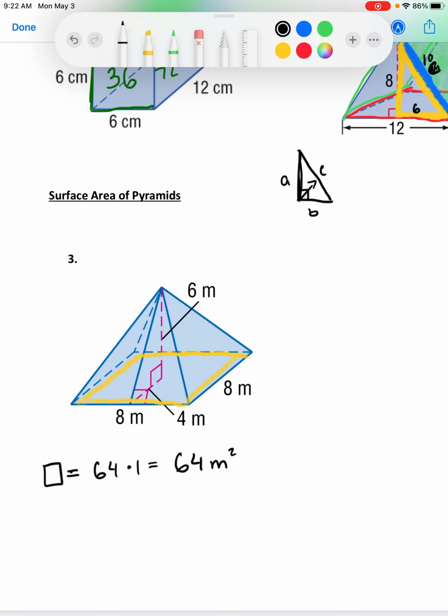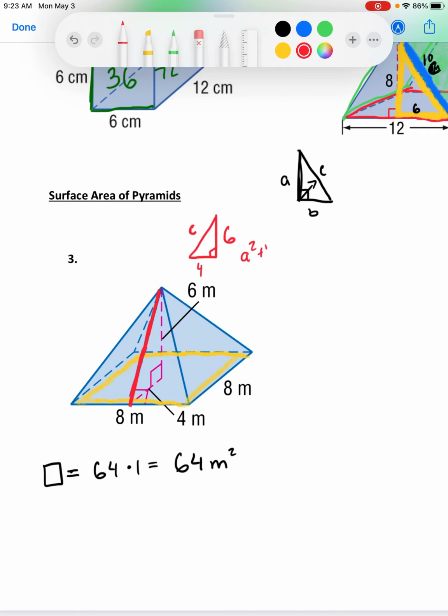Now, we need to calculate the area for one of these triangular faces. Now, the hard part is we are missing a measurement, so they did not give us our height for these triangles that we need right here. But they gave us the tools we need to get to that height. And what I mean by that is they gave us a right triangle that, if I separate it out, looks like this, and it has a measurement of 6 for the height, 4 for the base, and then we are missing our c measurement, or our hypotenuse measurement, the longest side, in terms of Pythagorean theorem.